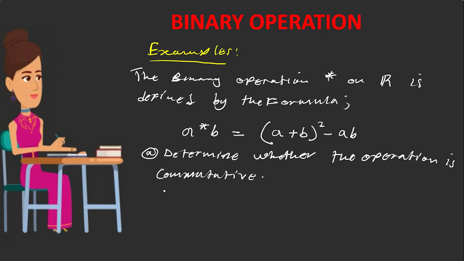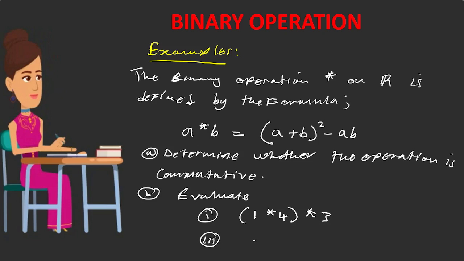Then for B, you'll normally be given something like evaluate, and this is something that is a must to get correct. So this can be, let's say, 1*4, and then in brackets, *3. And the last one is, let's say, 1*4*3. If you look at this particular B, B is more of the associativeness.